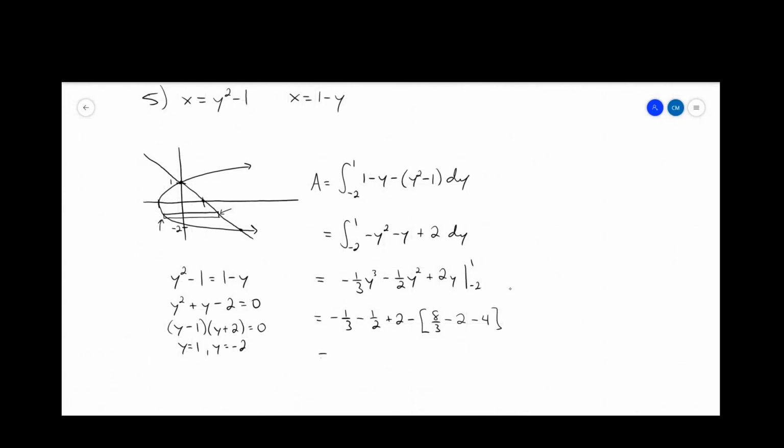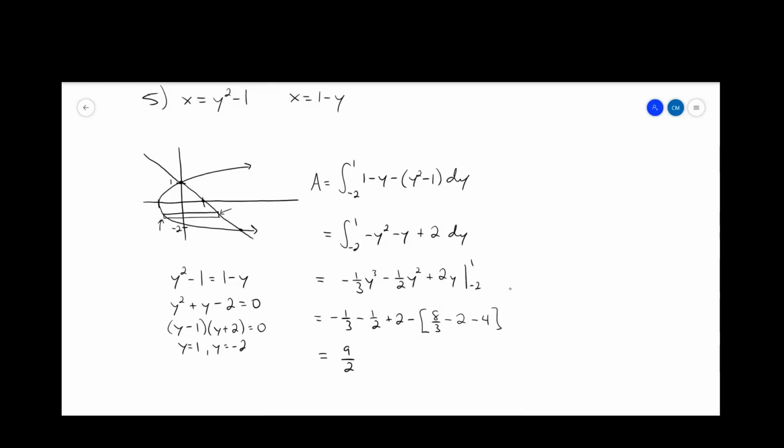Okay, so I'm just going to put this in my calculator so I don't have to think too much about fractions. So minus 1/3 minus 1/2 plus 2 minus 8/3 plus 2 plus 4. We get 9 halves of that. So the area between those two curves defined in this way, x equals f of y rather than y equals f of x, like this.